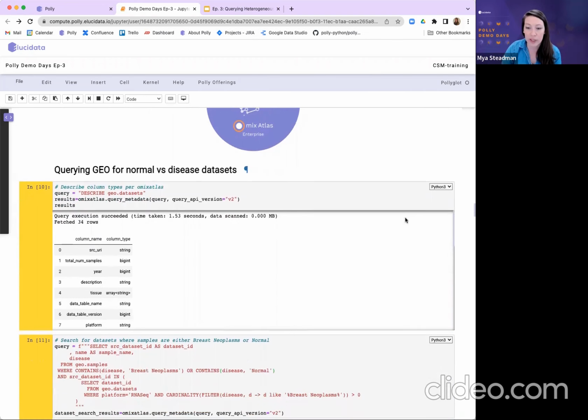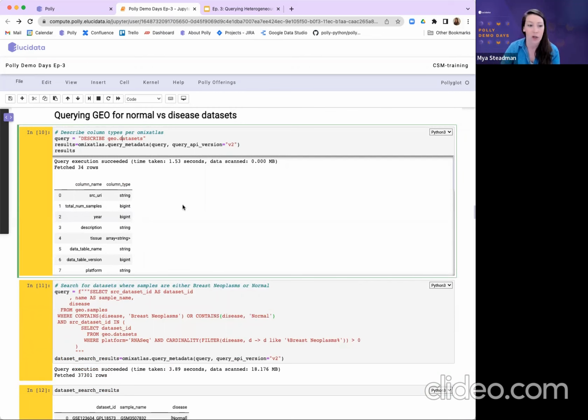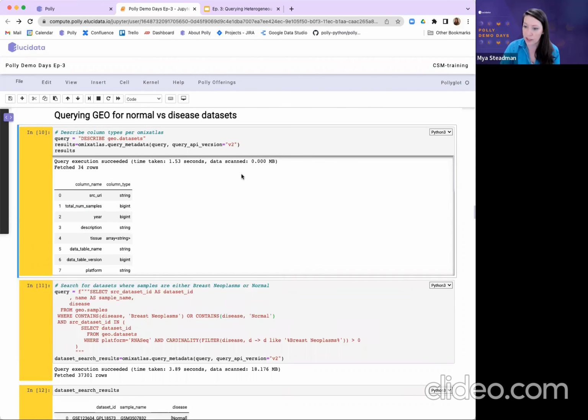But before we do that, one really nice feature of PolyPython is if you ever don't know how you want to search, or what is the proper syntax that you should use for searching, we've got this great describe feature, and it works for all of our repositories, at each of the 3 levels of the data schema. So I can just ask PolyPython to describe my GEO datasets, and what I get is a list of the column names and how the data type is stored in there. And that's going to inform what syntax I need to use for my SQL search. So just a really handy feature to keep in mind as you're writing your queries for your own research.